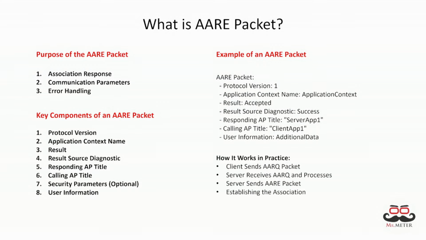How this works in practice. The client sends an AARQ packet to request an association with the server. Next, the server receives the AARQ and processes it. It processes the request and determines whether to accept or reject it. Next, based on the result of the processing, the server sends an AARE packet back to the client, indicating whether the association request was accepted or rejected, establishing the association.